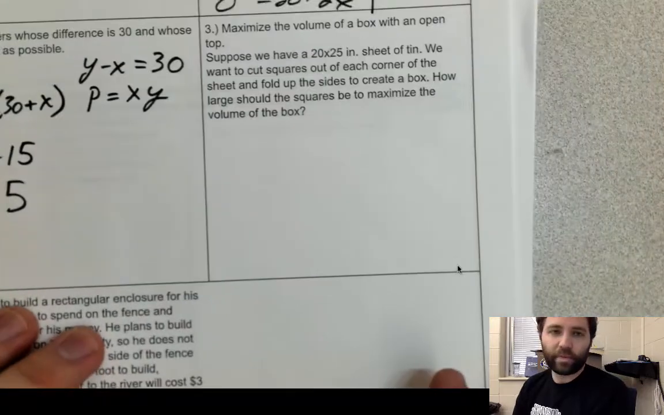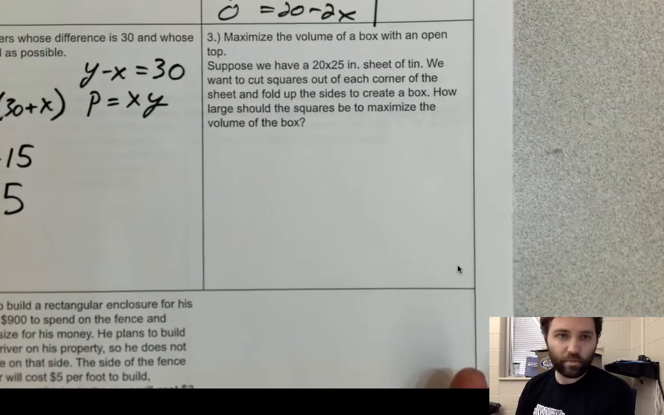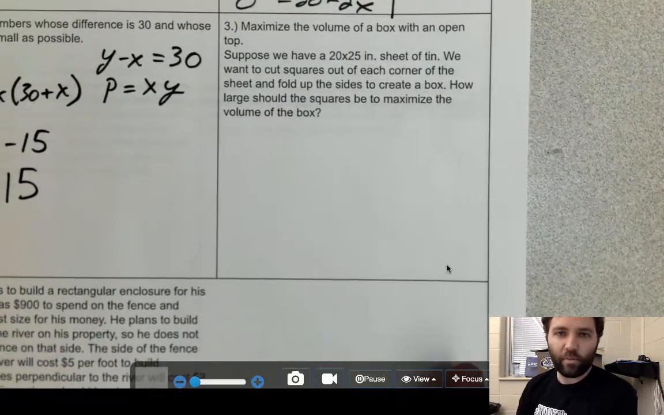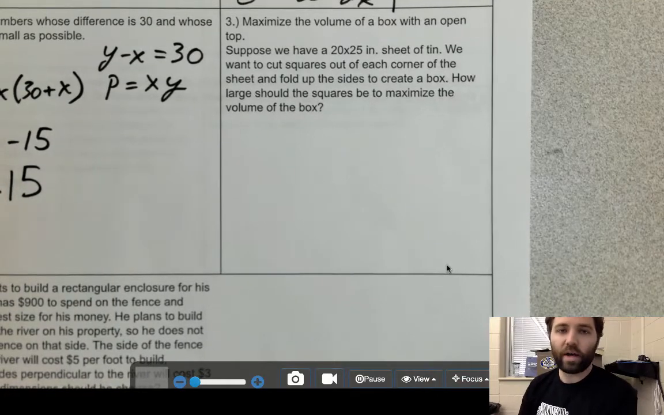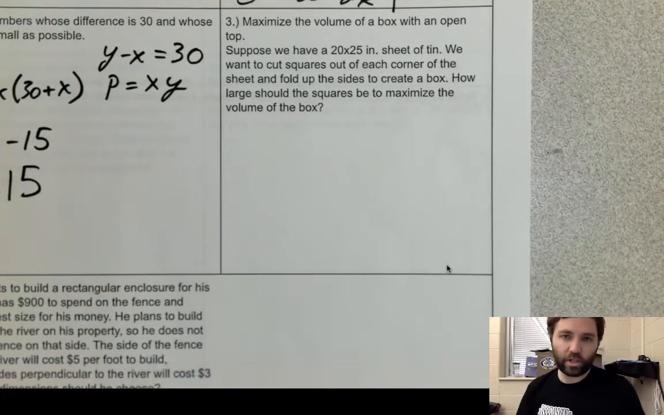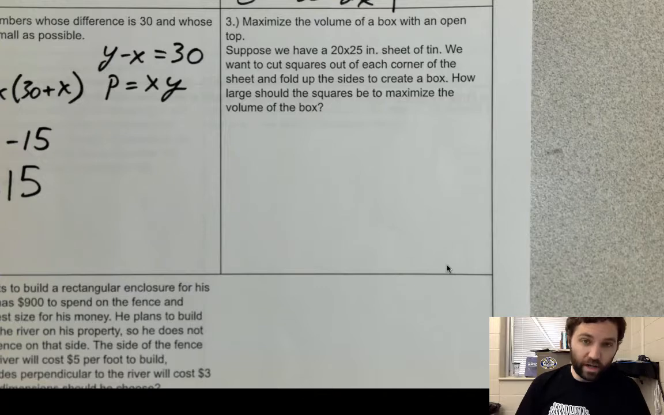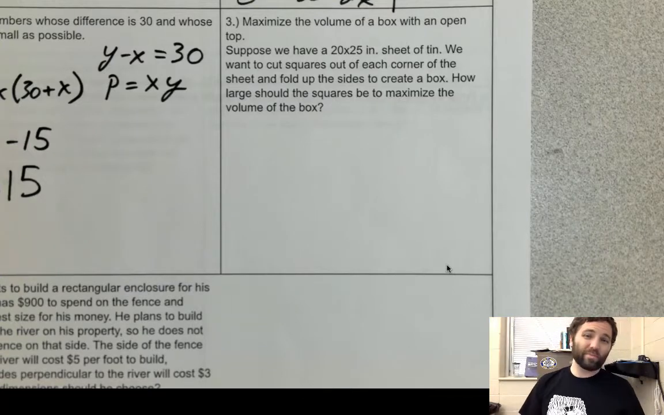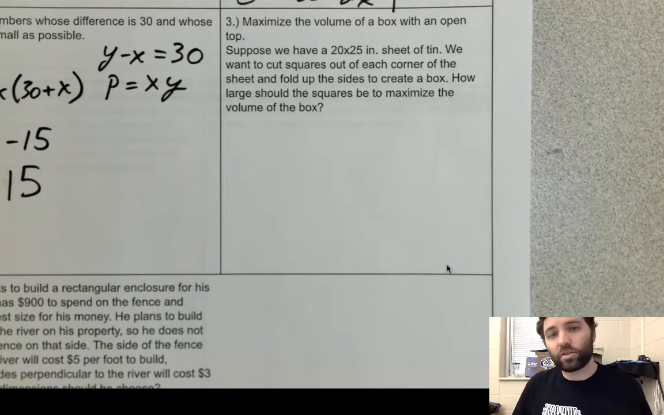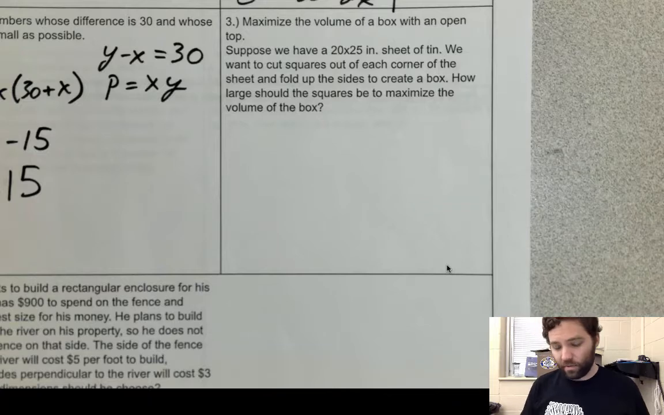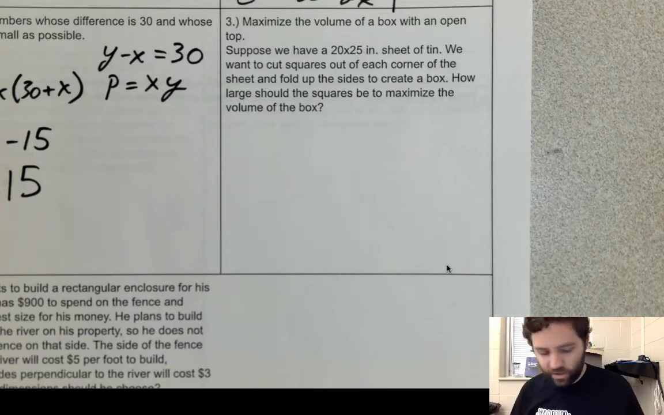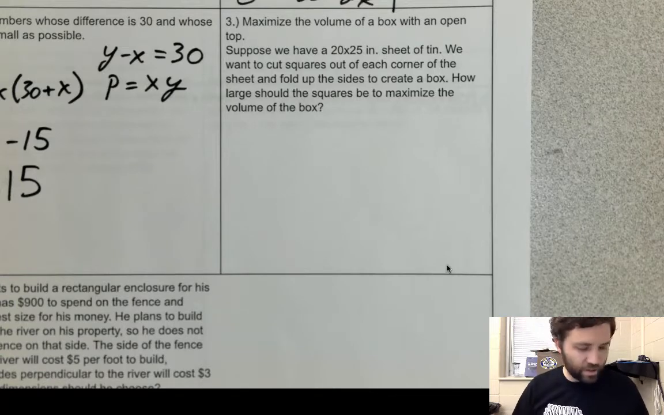Let's go on to number 3. Now here's where we start to get to the real application problems. Maximize the volume of a box with an open top. Suppose we have a 20 by 25 inch sheet of tin. We want to cut squares out of each corner of the sheet and fold up the sides to create a box. How large should the squares be to maximize the volume of the box? I can't remember, it varies from year to year whether we do a problem like this in pre-calc, but I suspect you've done something similar to this.